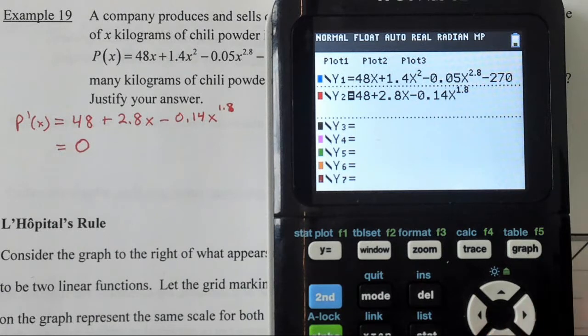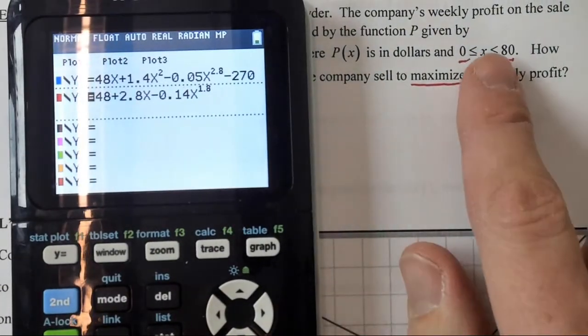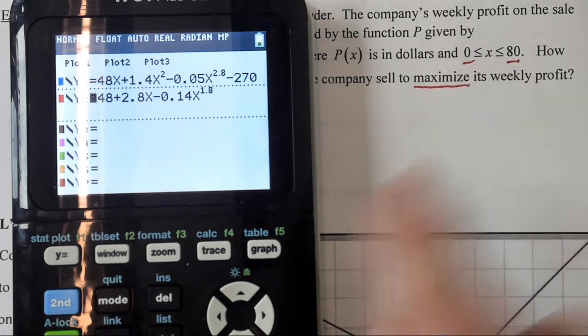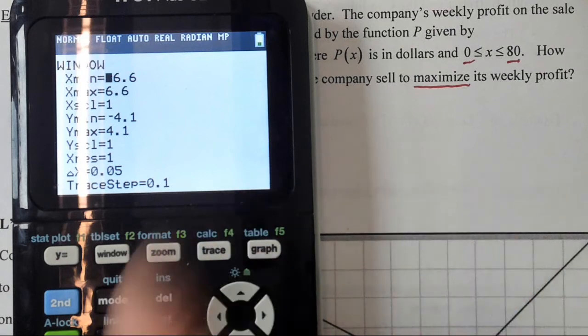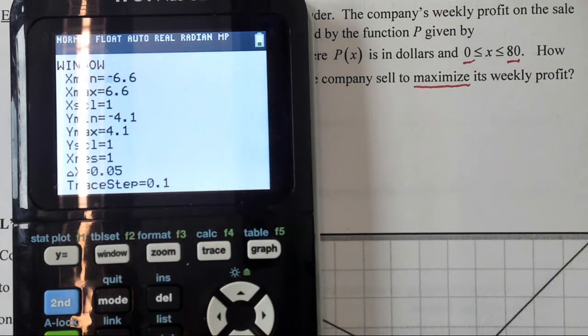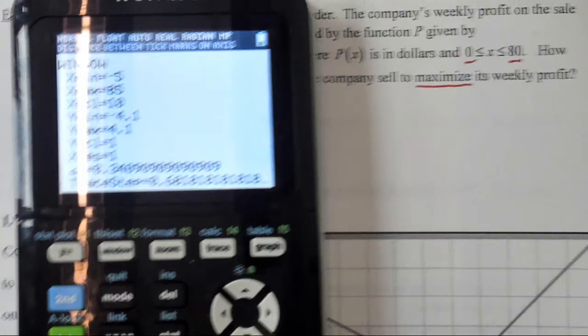But before we do that, let's modify our viewing window. So I'm going to move this over ever so slightly. See that we're only interested in x values from 0 to 80. So I'm going to go to Window, and I'm going to make my x min a little bit less than 0. So let's just say negative 5. And my x max, I'll make that 85. And just because I've got to cover 90 units there, I'm going to go by tens for the tick marks.